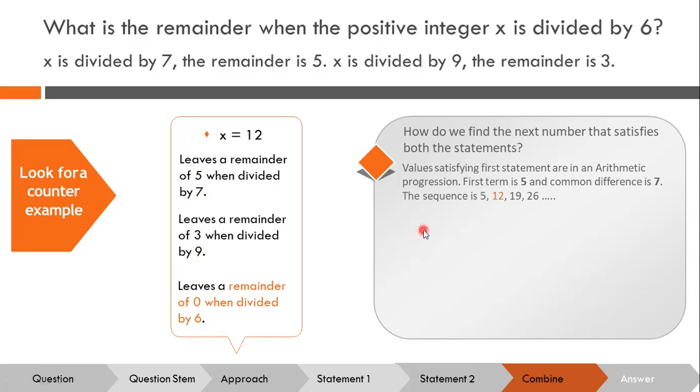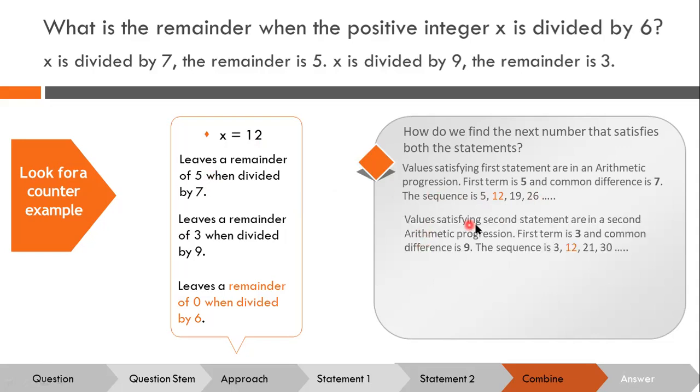So let's see. Values satisfying the first statement are in an arithmetic progression. First term is 5 and common difference is 7. So this was the sequence we have seen: 5, 12, 19, 26. All the numbers are satisfying the first statement. Then values satisfying the second statement are in a second arithmetic progression, first term 3 and common difference is 9. That was common difference 7 and here 9. The sequence is 3, 12, 21 and 30. So we have already written these two.